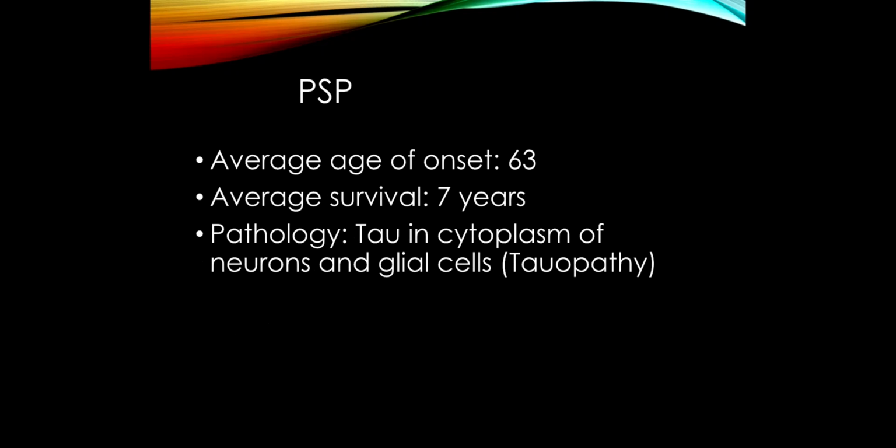So this usually starts around age 63. Average survival is 7 years. And the protein in PSP is tau, which accumulates in the cytoplasm of both neurons and glial cells. And so PSP is one of several conditions that we will call a tauopathy. Okay, so again, Parkinson's disease is a synucleinopathy.